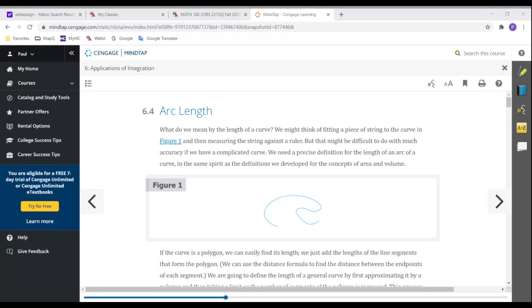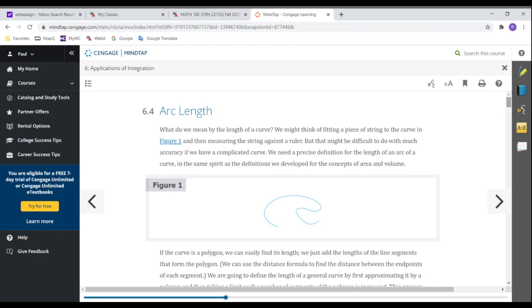Okay, so we know that we can find the length of a line segment using the distance formula. A line segment is a type of arc. It's just a straight arc. But what if we wanted to find the length of a more complicated arc, like you see here in figure 1? How can we do that?